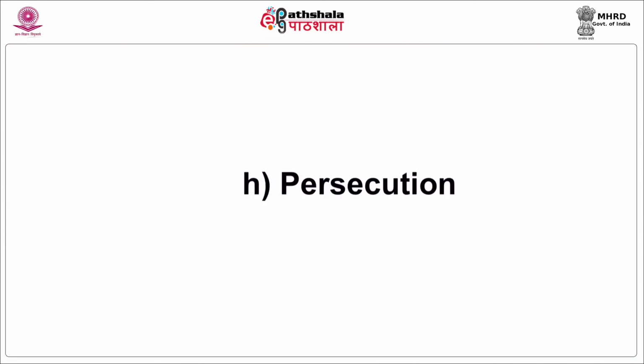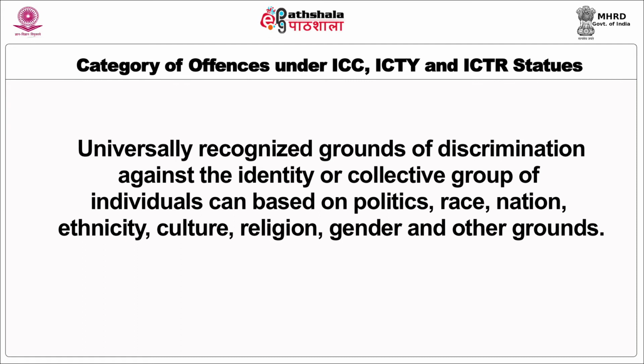A next element of crimes against humanity is persecution. This refers to the intentional and severe deprivation of fundamental rights which contravene international law on the basis of the identity of the group or collectively, as defined under Article 7(2)(g) of the Rome Statute for the International Criminal Court. Universally recognized grounds of discrimination against the identity or collective group of individuals can be based on politics, race, nationality, ethnicity, culture, religion, gender, and other grounds.